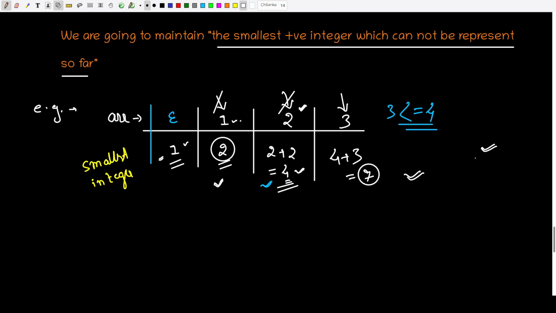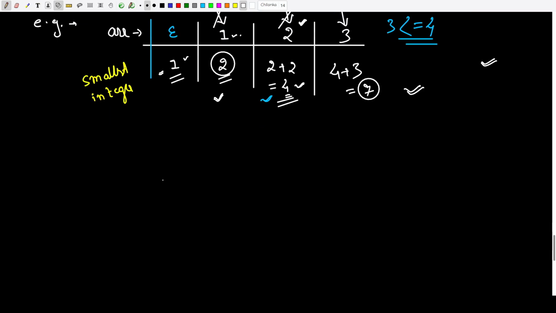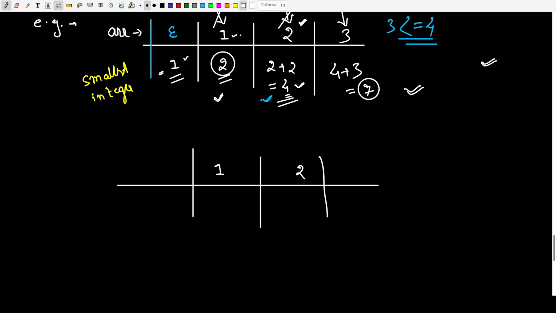Now let us look at the case where concept 1 was violated. So the example which we were looking at was 1, 2 and 5. To begin with, let's say this is my empty array, and in that case the smallest positive integer is 1. The next positive integer which cannot be represented by the array will be 2. Since this 2 is equal to this 2, the next positive integer will be 4. 2 plus 2 is equal to 4.